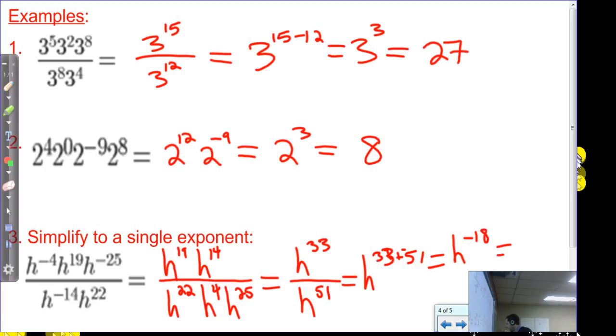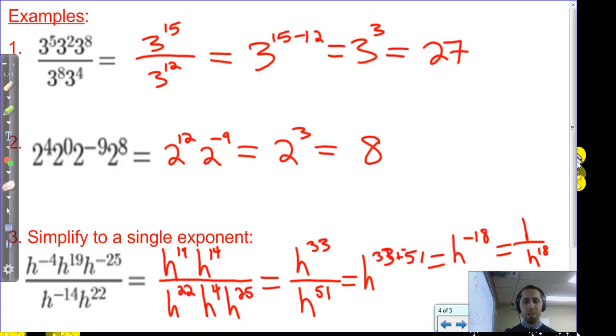And if you want to turn that positive, you'd have to reciprocate it to the bottom of the fraction bar. Right now it's on top. So we just have 1 over h to the 18th. Whether you keep it negative and it just looks like a single exponent with no fraction bar, or whether you say 1 over h to the positive 18th, either way, those are equivalent, and we talked about that. To turn negative exponents positive, you got to reciprocate them.